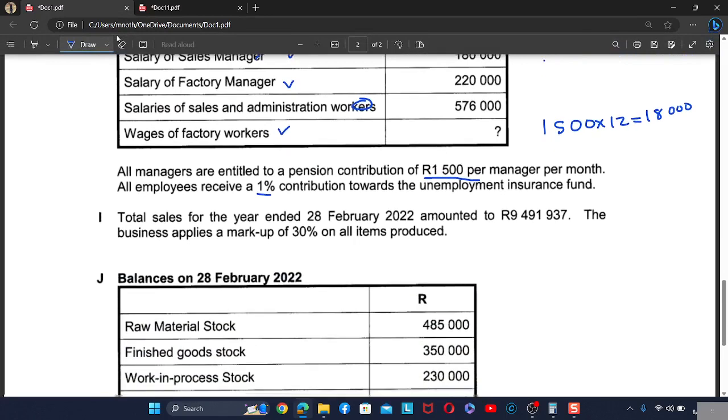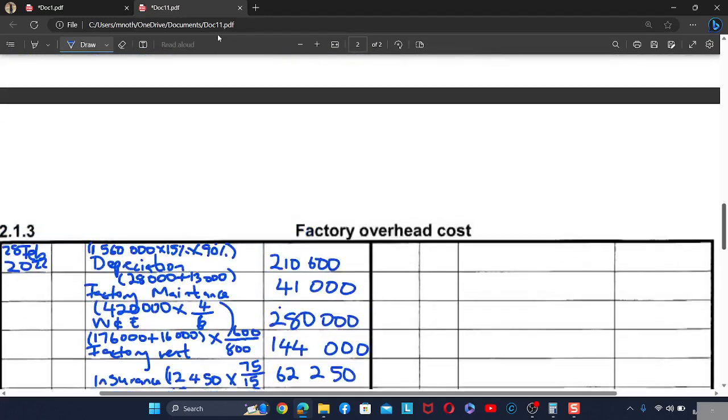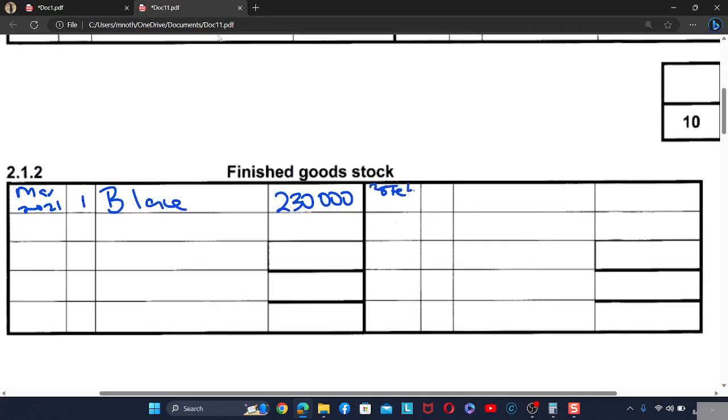And then now they said total sales for the year ended 28 February 2022 amounted to 9,491,937. The business applies a markup of 30%. Now, what you need to remember is that once the business has finished manufacturing the goods, the business sells the goods. So when the business sells the goods, it means that the goods have to decrease. So we have to come here. The business sells the finished goods, so the finished goods have to decrease, but they do not decrease with the selling price. Remember, this is a stock. So the stock does not decrease with the selling price. It is going to decrease with the cost of sales. So we have to find that amount of the cost of sales.